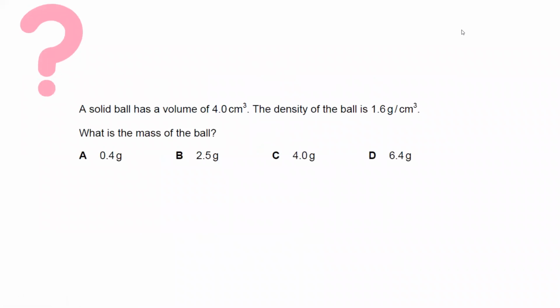Another question. A solid ball has a volume of 4 cm cube. The density of the ball is 1 gram per centimeter cube. What is the mass of the ball?